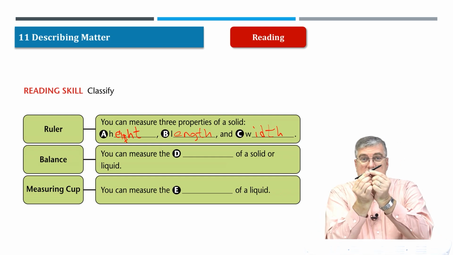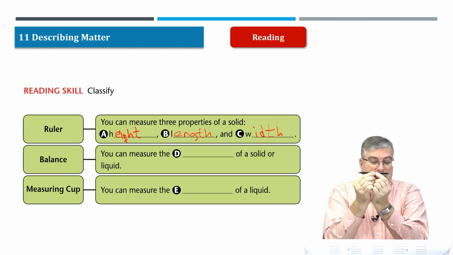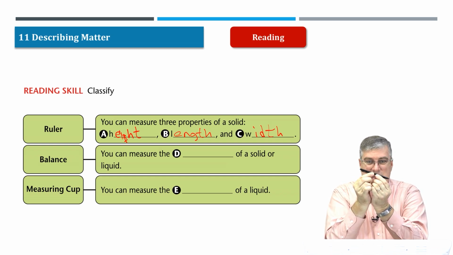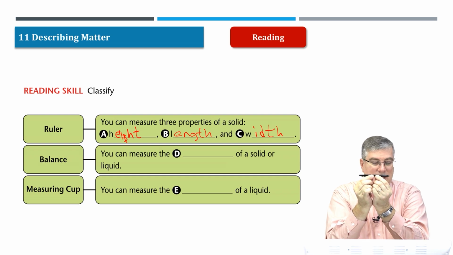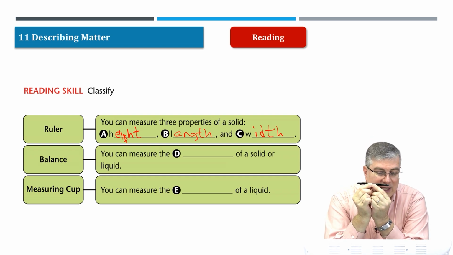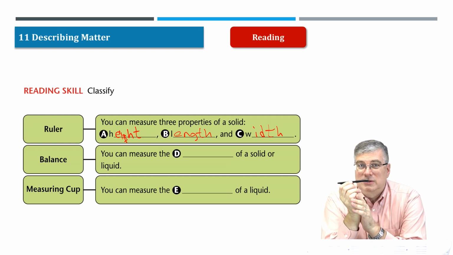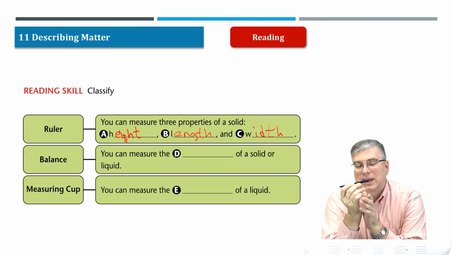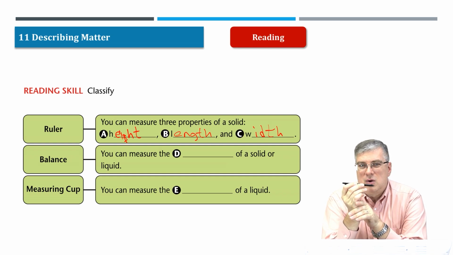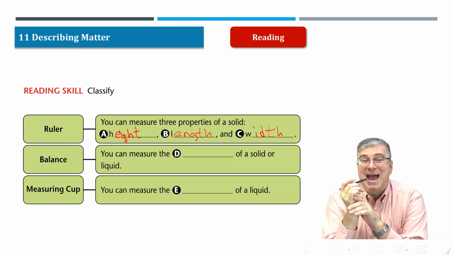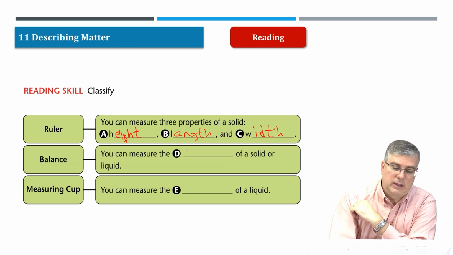Now, we use a balance, right? And we want to make sure it's like this to get our accurate measurement. If it's like this, it's not balanced. If it's like that, it's balanced. So we use a balance to measure what of a solid or liquid? Don't say weight. We're not measuring the weight, although you can use it to measure weight, true, at a certain elevation. But normally we're using a balance to measure the mass of a solid or liquid, the mass.